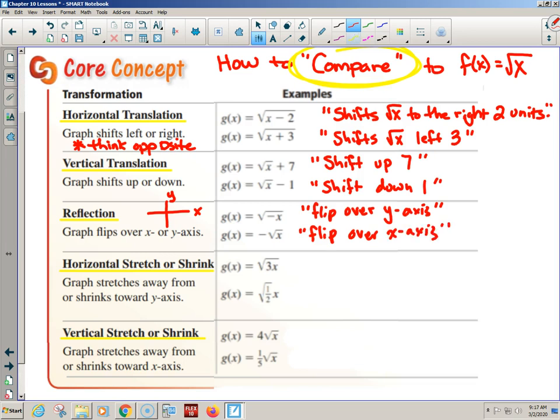It's a little bit weird because it sounds like we're saying the opposite, but no, if it's on the inside, we're going to be flipping what's right is left and what's left is right. So that's across the y. If it's on the outside, what's up is down, what's down is up. That's going to be across the x or over the x. Okay?